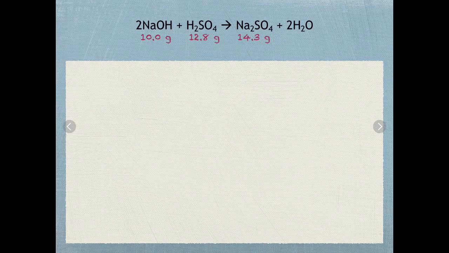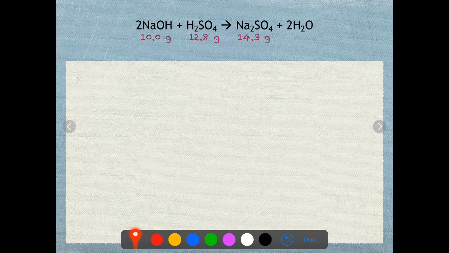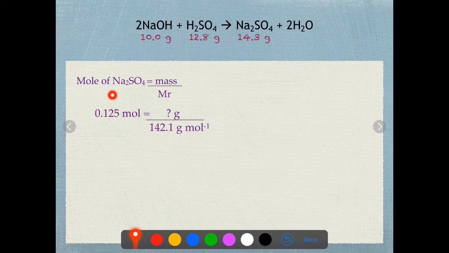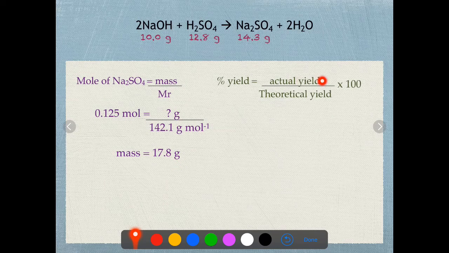So calculate the mass of sodium sulfate. We have the mole from the limiting reagent. This is the molar mass that you can get from the periodic table. And we can have the theoretical yield as 17.8 gram. Insert inside the equation: actual yield divided by theoretical yield multiplied by 100. So key in the values, and hence we have 80.3%.